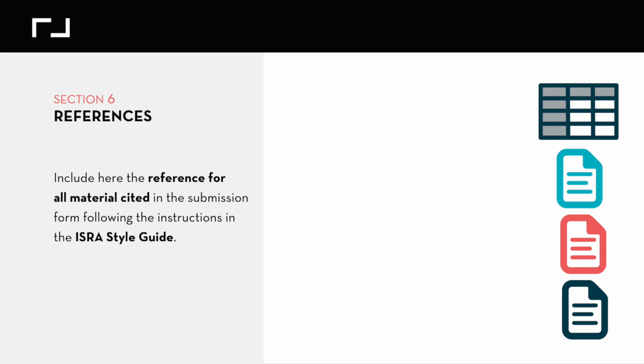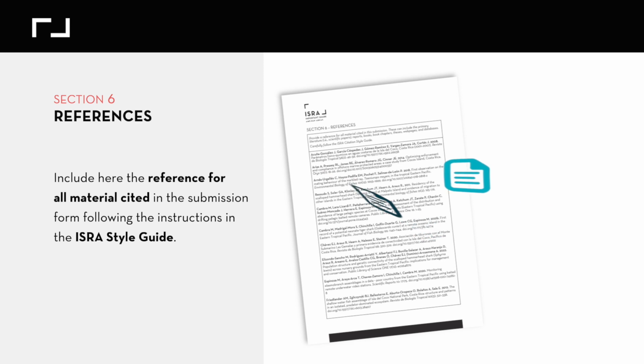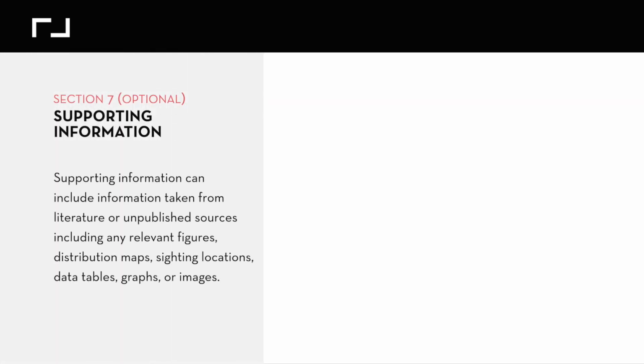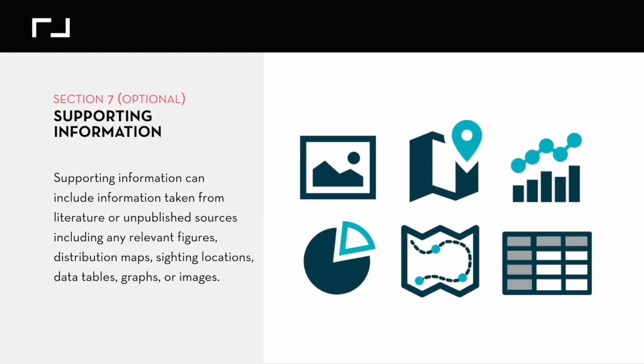Section 6, References. Include here the reference for all materials cited in the submission form following the instructions in the ISRA Citation Style Guide. This can include a list of primary literature, reports, books, book chapters, theses, and databases. Section 7, Supporting Information. Any additional supporting information can be added here. It can include information taken from the literature or unpublished sources, including any relevant figures, distribution maps, sighting locations, data tables, graphs, or images.